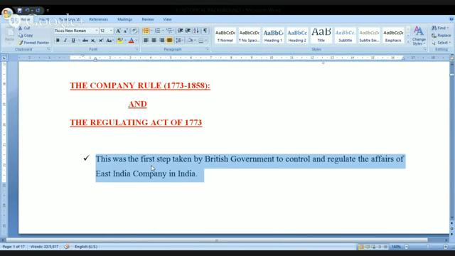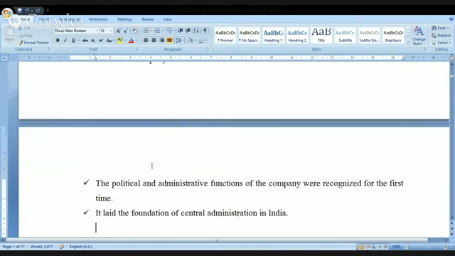The meaning is simple. Up to the year 1773, starting from 1600, lots of freedom was given to the East India Company. This is an act that was passed in the British Parliament to regulate, to control the affairs. Affairs means activities of the East India Company in India. That is the point here. That is the beginning of this particular discussion.